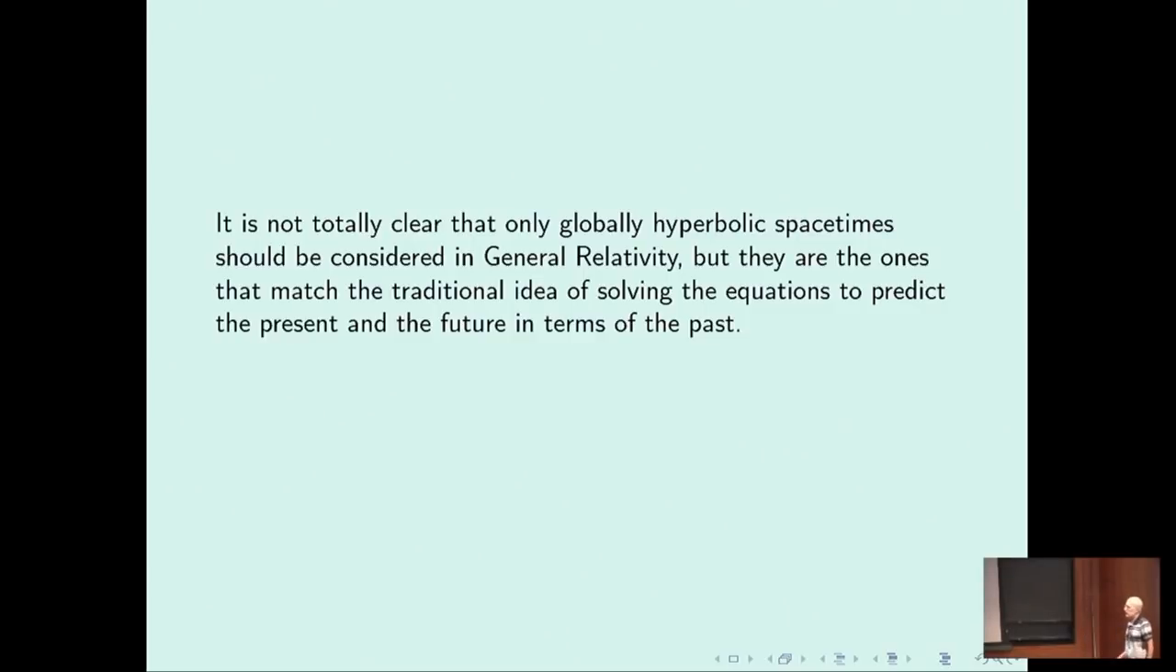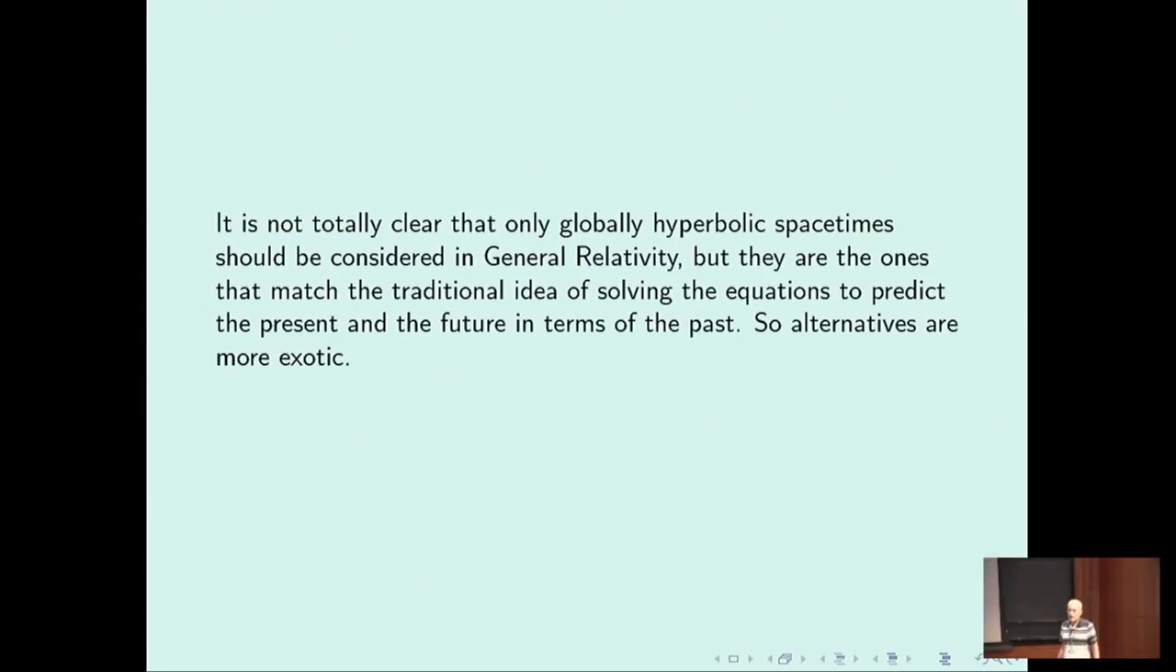So it's not totally clear that only globally hyperbolic spacetimes should be considered in general relativity. For instance, there are lots of analytically continued solutions in all the textbooks that can be continued until they aren't globally hyperbolic. But these are the spacetimes that match the traditional idea of predicting the future and the present from the past. So any alternatives to globally hyperbolic spacetimes are going to be more exotic. So it's at least well motivated to consider this class of spacetimes. And that's the class that we'll be studying in these lectures.